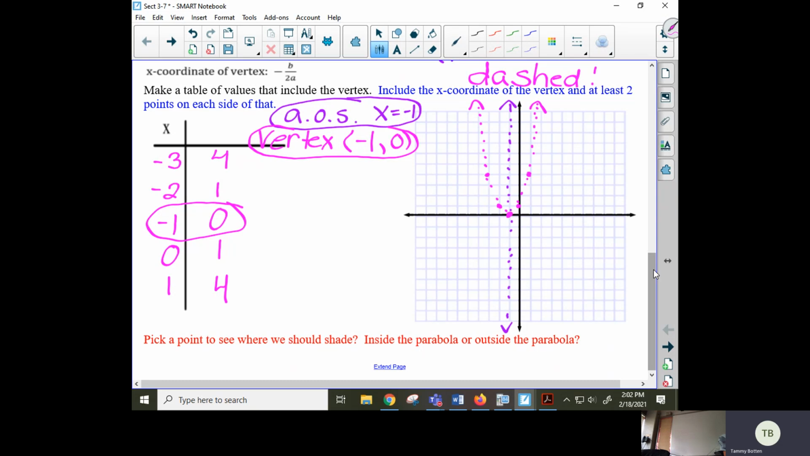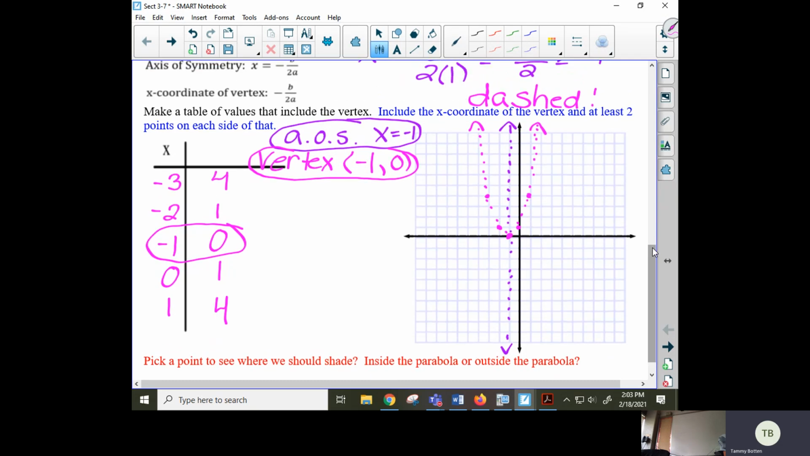Now, if I ever have the origin that I can choose from, I choose that. And the only way that the origin would not be a point you could choose is if the origin was a part of the parabola. Like I couldn't choose the point -1, 0. I couldn't choose the point 0, 1 or -2, 1. As long as it's not on the parabola, I can choose that point. And if I ever have the choice of 0, 0, I choose that.